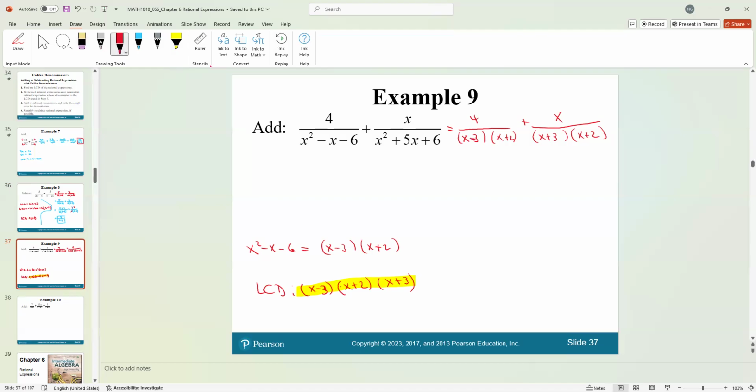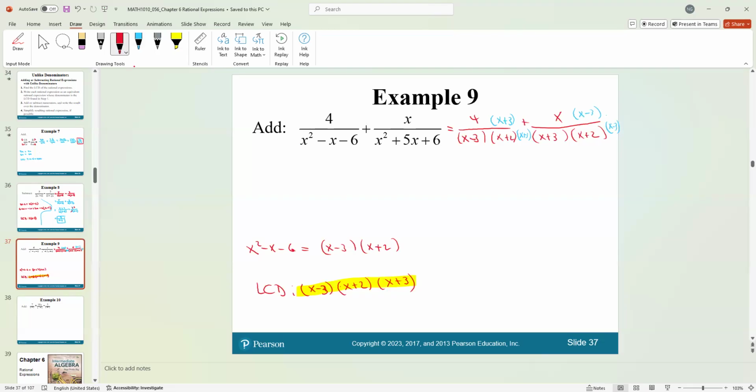You already see x minus 3, x plus 2. We have one more term to add, which is x plus 3. So we need to do it for both of them. The same for the bottom part. We don't see x minus 3, so we need to multiply it for both of them.